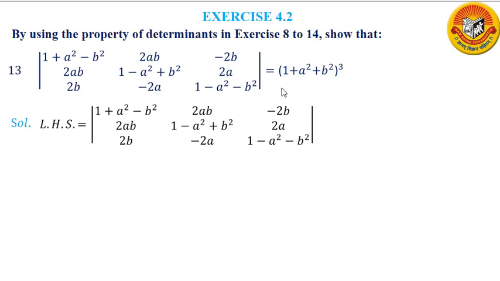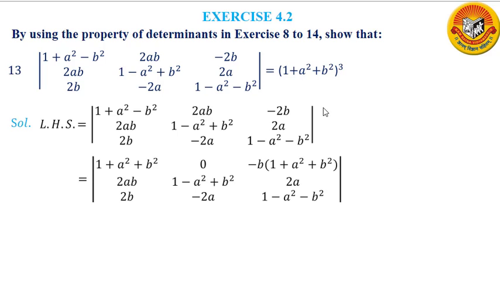And what I have to prove? I have to prove that this is equal to (1 plus a square plus b square) the whole cube. Okay, so how will I get these terms, right? Now if you see here 1 plus a square minus b square, if I add 2 times b square, I will get 1 plus a square plus b square. So what I will do? On R1 I will say R1 plus b times R3. So when I say b times R3, this 2b will become 2b square.